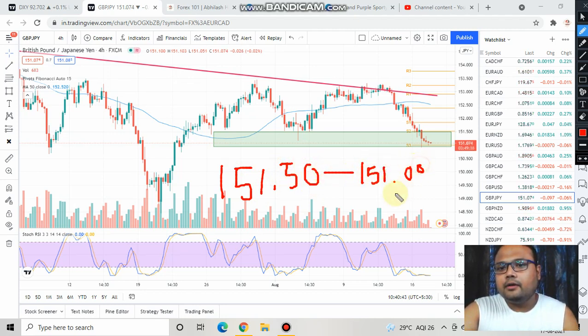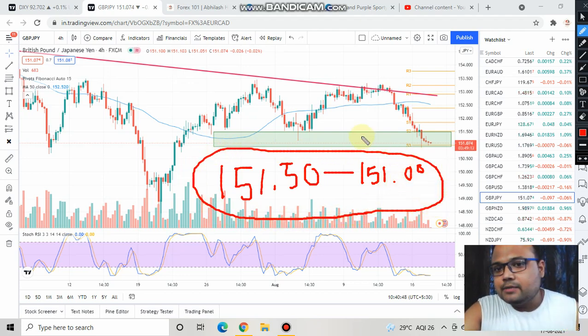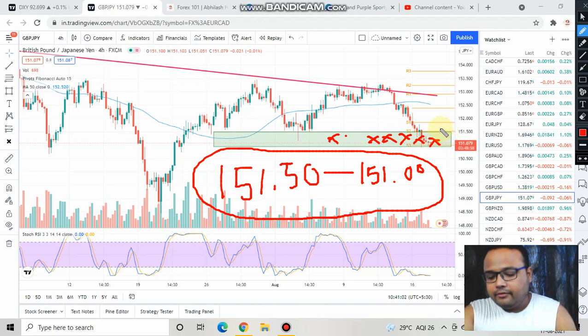151 level. Just keep in mind that you will not trade as long as the market is trading here. As long as the market is trading in this range, 151.50 to 151 level, you will not trade. This is the support zone for the market, and you will not trade in it. If you have not marked this level on your charting platform, then I'll request you, my dear friend, that you must mark this level.